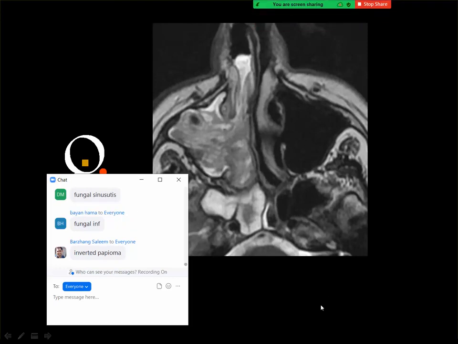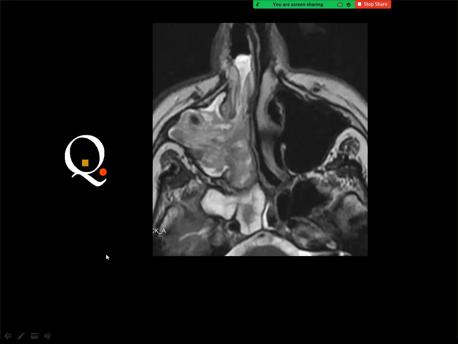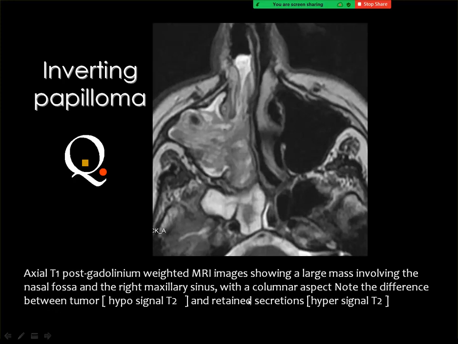Fungal infection and inverted papilloma. Good answers. Actually, this is the fungus in the sphenoid sinus, and this is the inverted papilloma. You see that the mass is predominantly located in the nasal fossa and has extended inside the antrum, which is not expanding. And this can differentiate the inverted papilloma from the antrochoanal polyp.